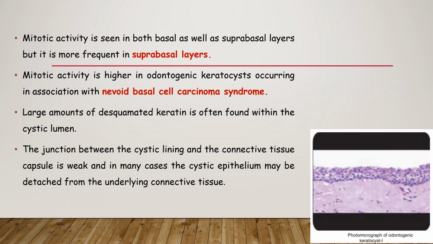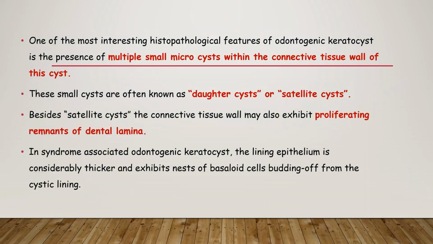A large amount of desquamated keratin is often found within the cystic lumen. The junction between the cystic lining and the connective tissue capsule is weak. You can see here, in many cases, the cystic epithelium may be detached from the underlying connective tissue. One of the most interesting histopathological features of odontogenic keratocyst is the presence of multiple small microcysts within the connective tissue. These are known as daughter cysts or satellite cysts.